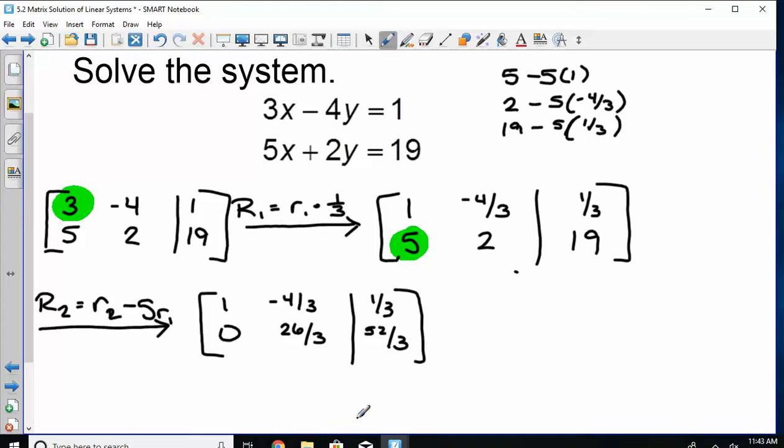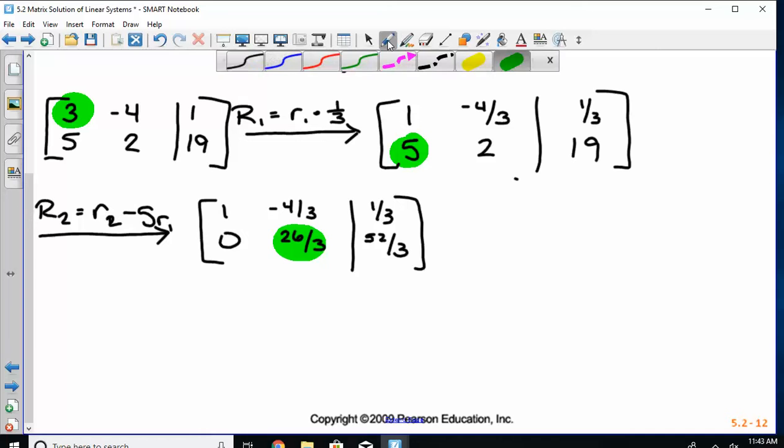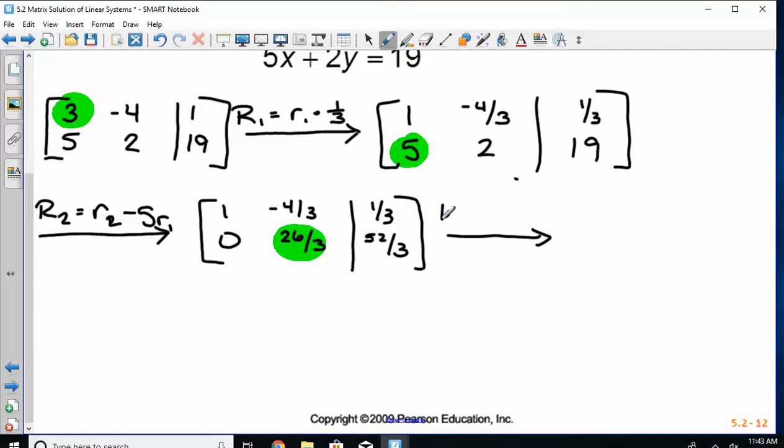I am now done with column 1. So we move on to column 2. You have to get the 1 first. So I need a 1 in row 2, column 2. To get a 1, the easiest option is just always multiply by the reciprocal. So I'm changing row 2. So I need to do row 2 times what? 3 over 26.